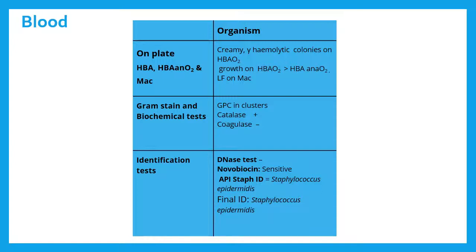At this point, the organism was believed to be Staph epidermidis, and final identification tests were set up, which included DNase tests, novobiocin, and API. The organism was identified to be DNase negative, as media around the colony stayed green, and novobiocin sensitive. Consistent with Staph epidermidis, the API confirmed Staphylococcus epidermidis.